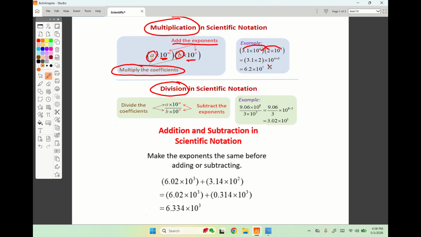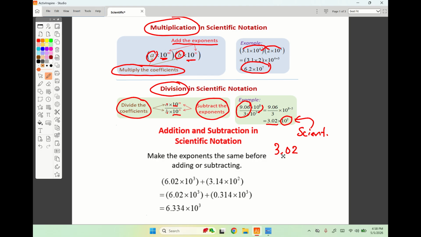Pretty simple. And then division is the opposite. You divide the coefficients and subtract the exponents on the matching 10 bases. So what they did here in the example is they divided those two numbers, got 3.02, subtract 8 minus 5, and it's 10 to the third power. If they want the answer in scientific notation, you leave it like this. If they want it as a regular answer, you have to expand this by moving the decimal 3 times to the right. 1, 2, 3. So that'll be 3020 as an actual value.